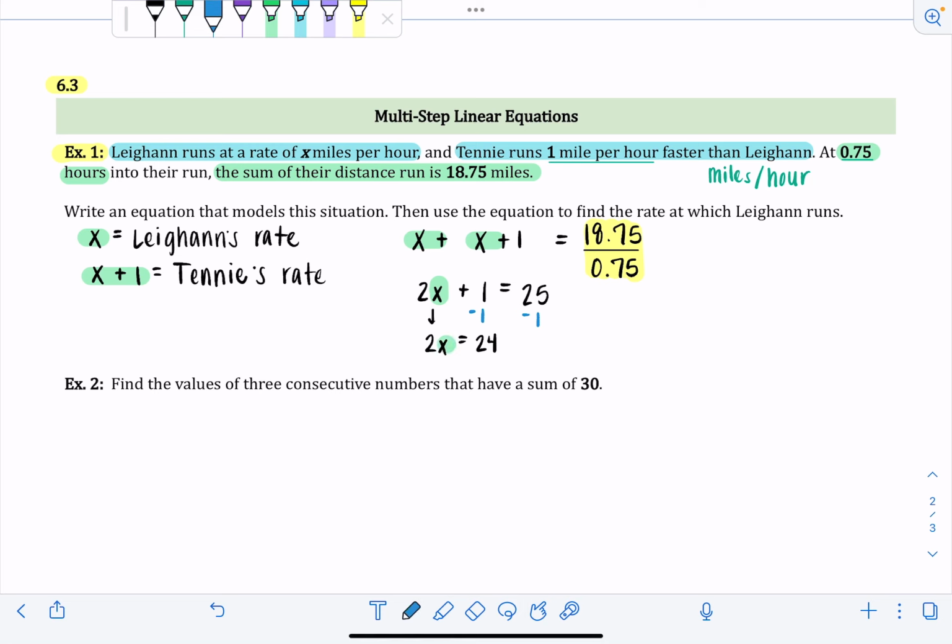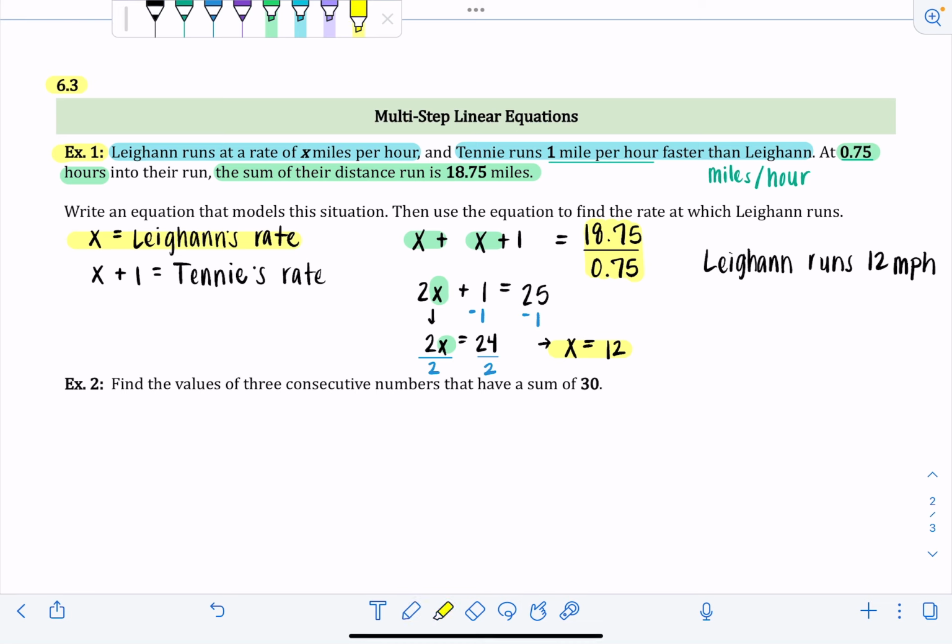Now there's a 2 that's being multiplied by it, so I divide by 2 on both sides. Dividing by 2 cancels out multiplying by 2, and that leaves me with x equals 24 divided by 2, which is 12. So we end up with x equals 12, which, if we go back to our original setup, x was Leanne's rate. So we can say Leanne runs 12 miles per hour, and you can shorten that as mph.